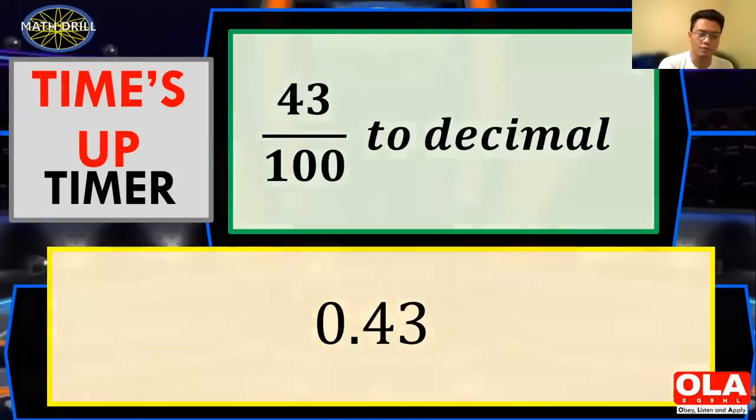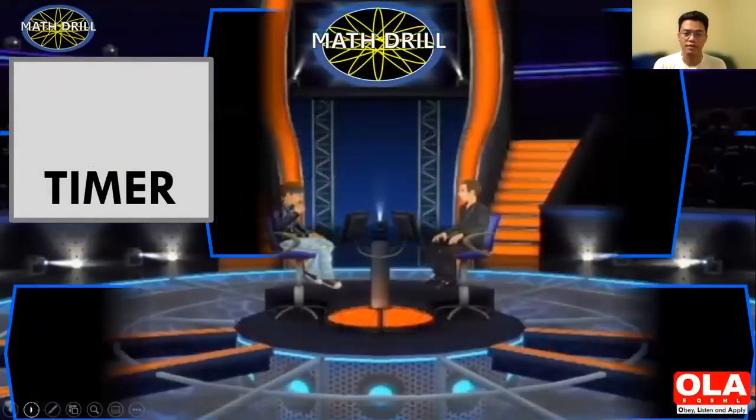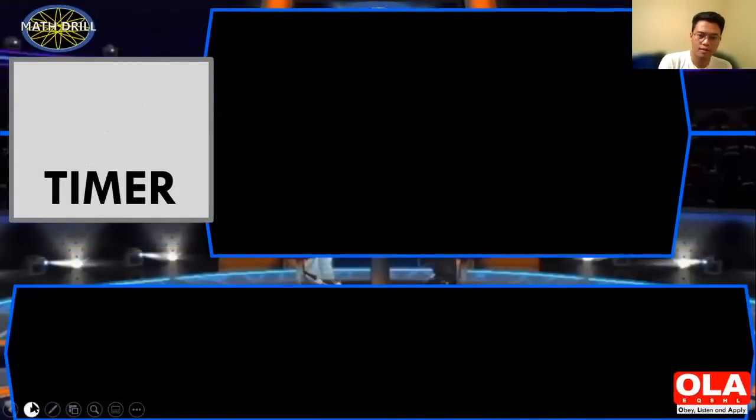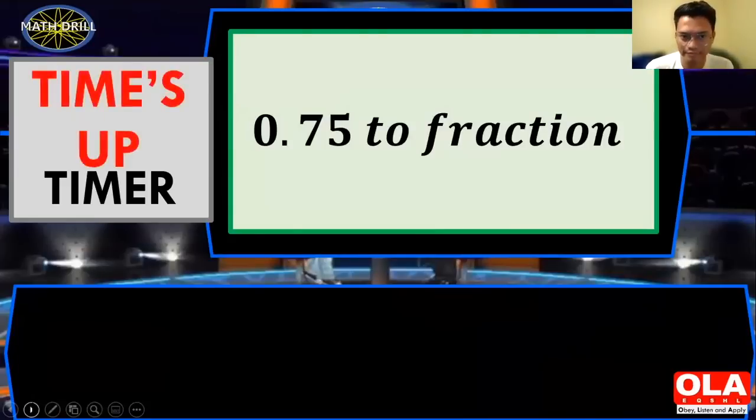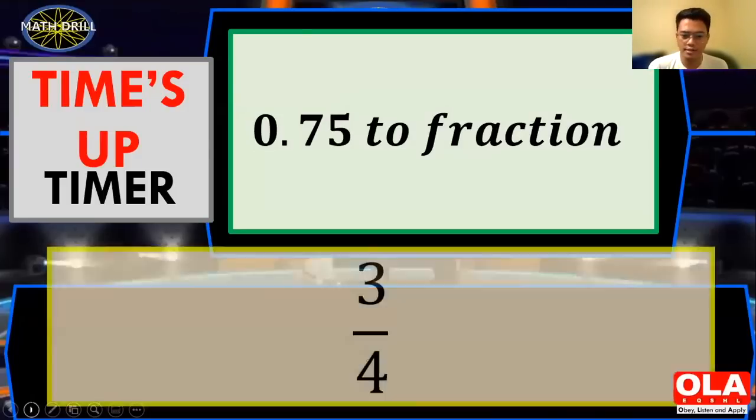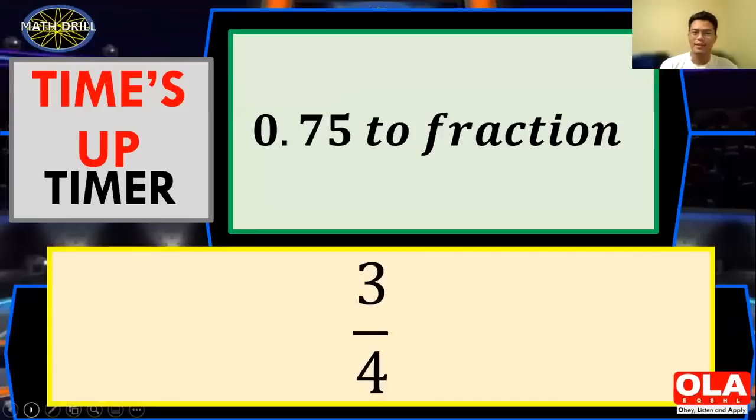Let's go now to the fourth one. Convert 0.75 to fraction. Okay, and the correct answer here is 3/4. Okay, some of you might give an answer that is not in simplified form. So this is 75/100. So what you can get is 75/100.